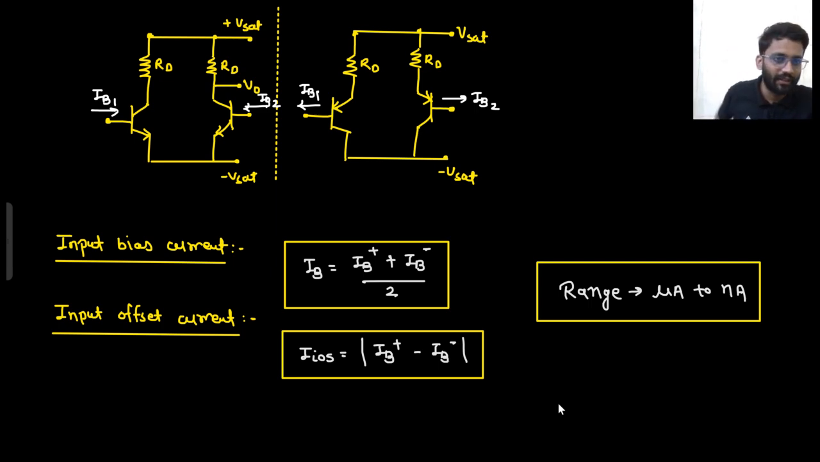Then we define the other parameter, that is the difference of both of the currents, and then we take the magnitude, IB plus minus IB minus. So it will always be a positive value. So this is how these two parameters are defined. Well and good. Let's see more about it from a question.